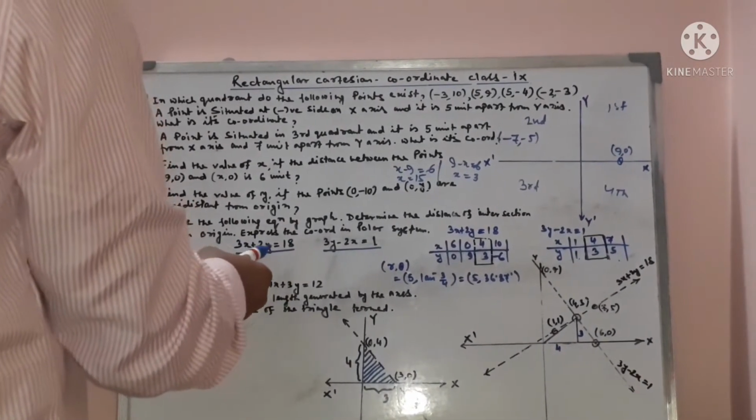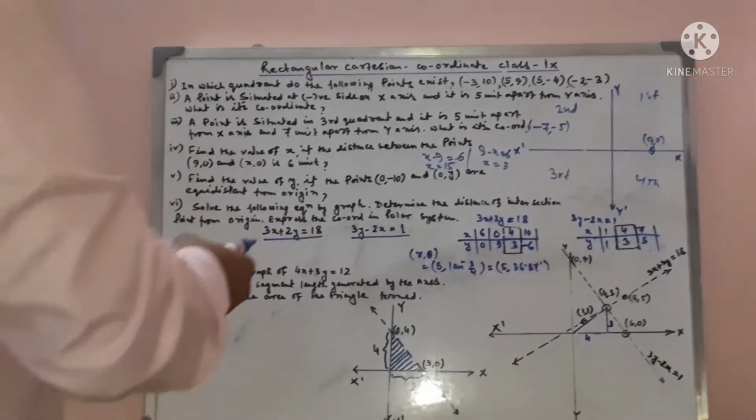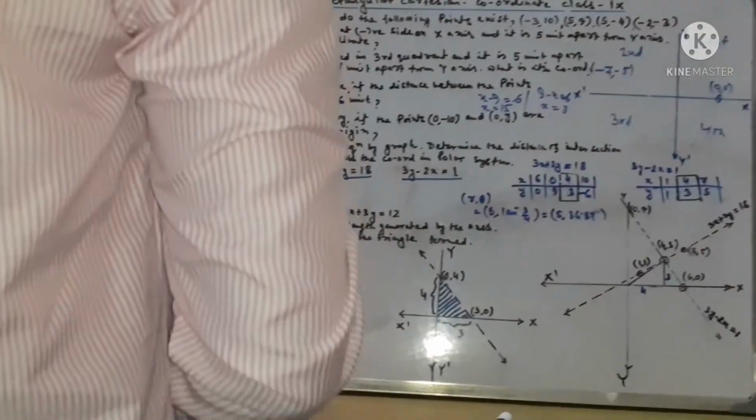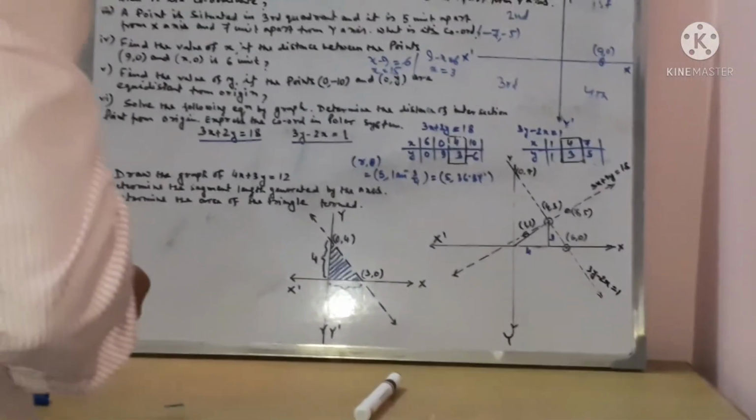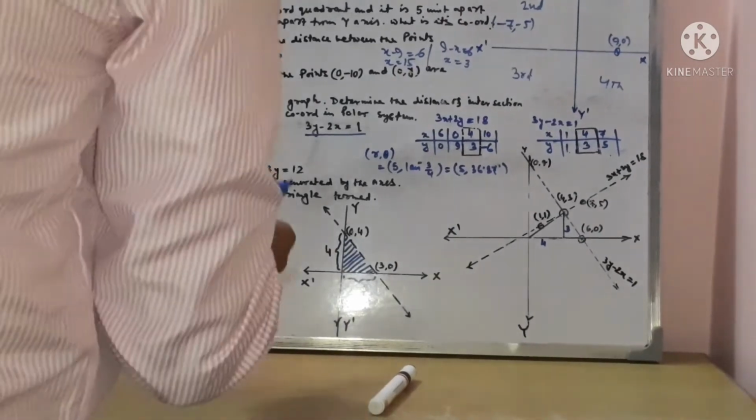The equations are 3x plus 2y equal to 18 and 3y minus 2x equal to 1. Definitely both the equations represent two straight lines. So let us start with the graph.